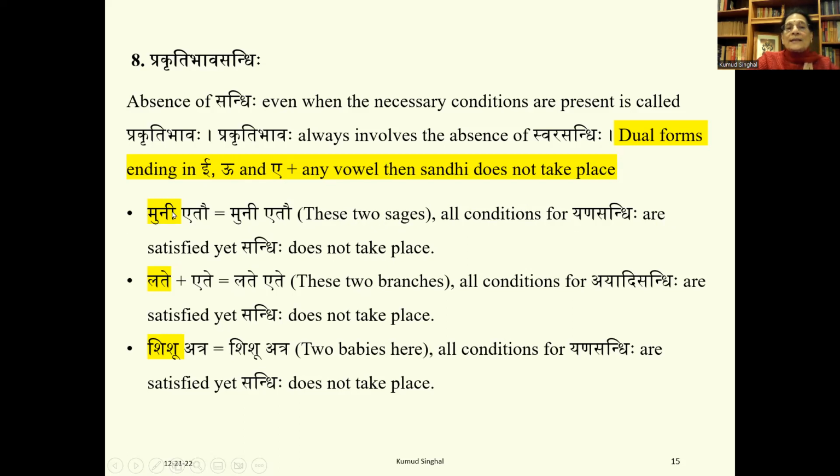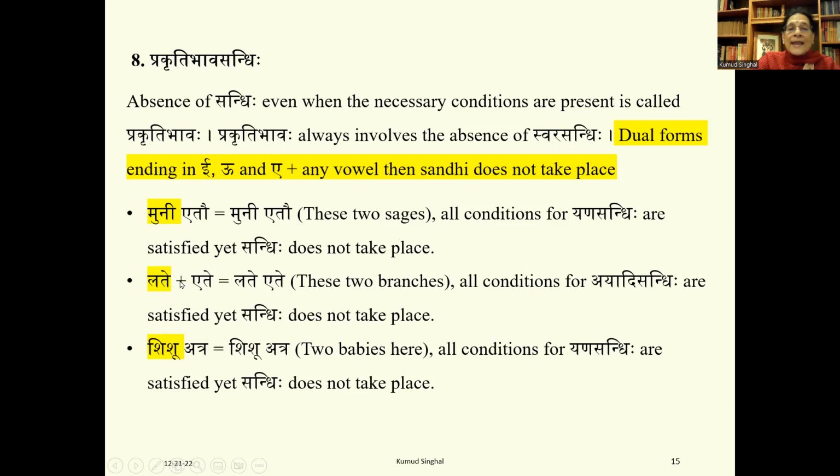So munee is prathama vibhakti, dual, right? Munee, two sages. Similarly, late, again two branches, right? These two branches. So late is a dual form followed by any vowel.